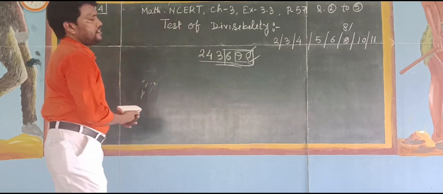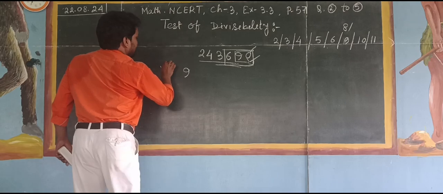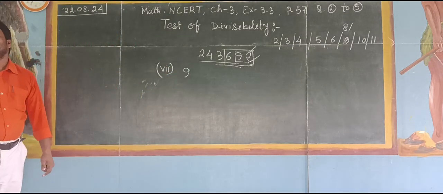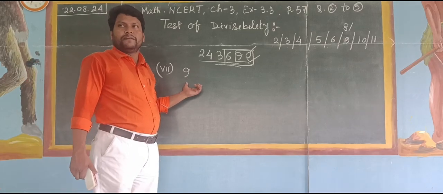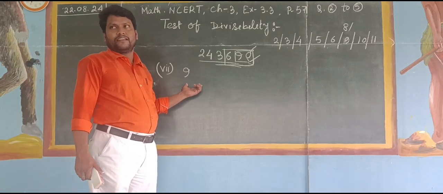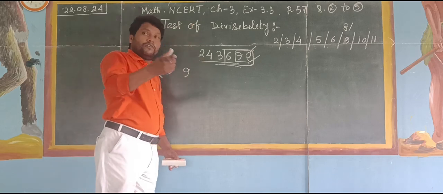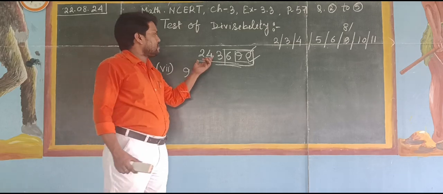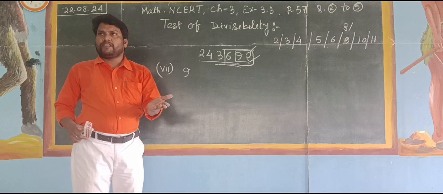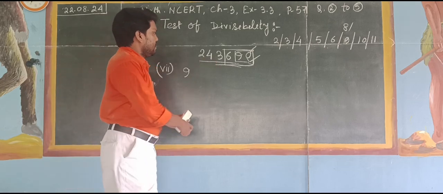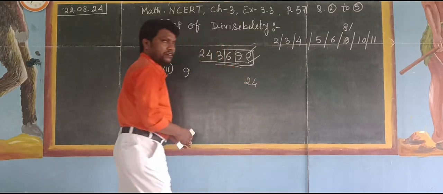Okay? Next, by 9. Property number 7, by 9. It is just like the test of divisibility of 3. What was the process? If the sum of the digits is divisible by 3, then the number will be divisible by 3. Okay, but here what did you get? 24.